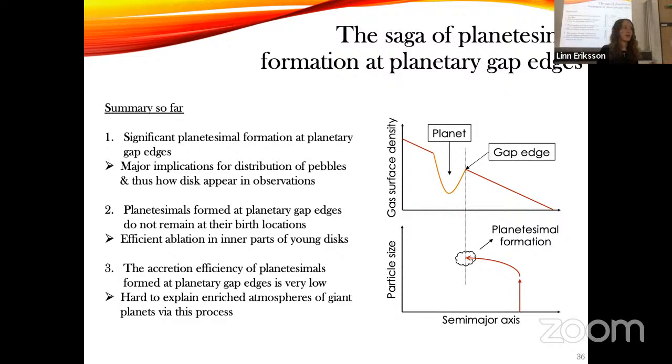And if the disk is fairly young and massive, we can get some ablation in there, which transports material across the gaps. And we can also look at the accretion efficiency, and we find that basically they're not accreted onto the planets. So we cannot really use this process to explain enrichment of atmospheres. So this is what we did so far. This is how far the story saga has gone.